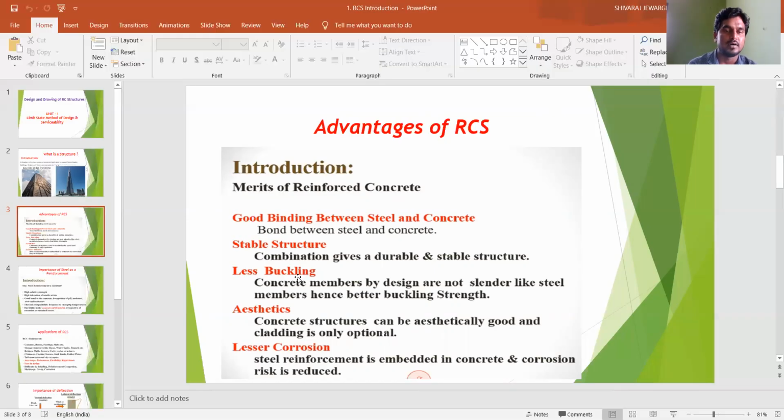Also, with the help of RC structures, we can have very stable and durable structures. These RC structures show very good buckling strength in structural members against buckling. Also, RC structures can have a very good aesthetic appearance. And structures with RC elements show very little corrosion because the steel is embedded in the concrete. So these are all the advantages of having reinforced concrete structures.